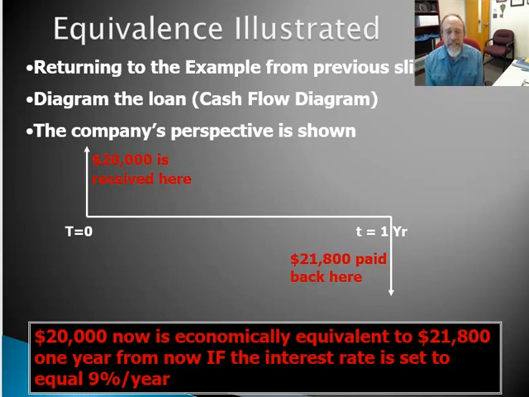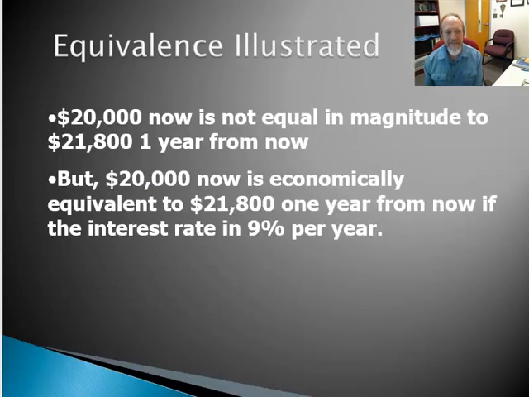It's 20,000 at time 0. And the 21,800 can actually be called 20,000 at T1 at 9%, or you can say it's 20,000, comma 1, comma 9. And it is equivalent. So those are the same thing.